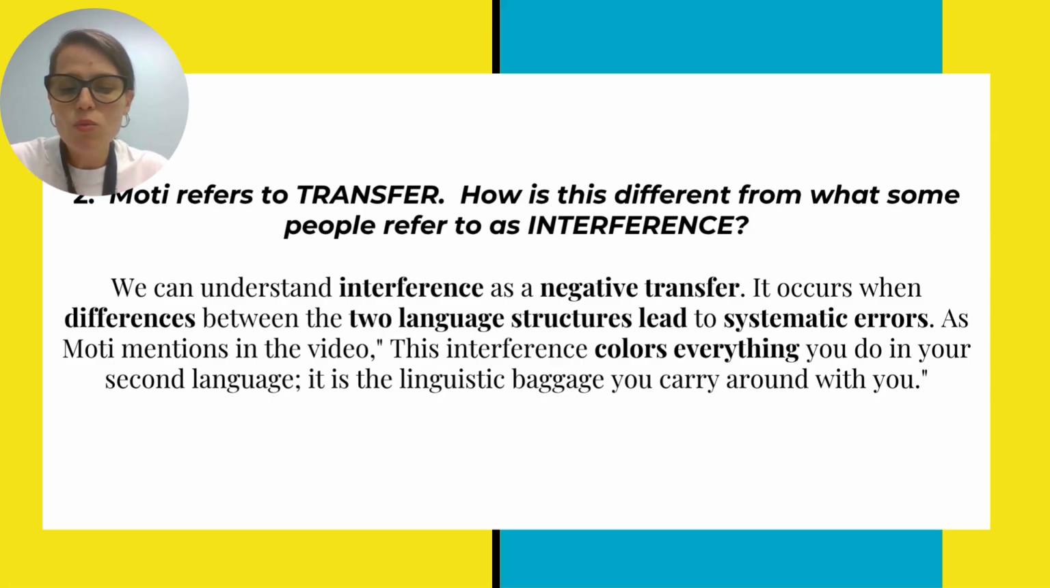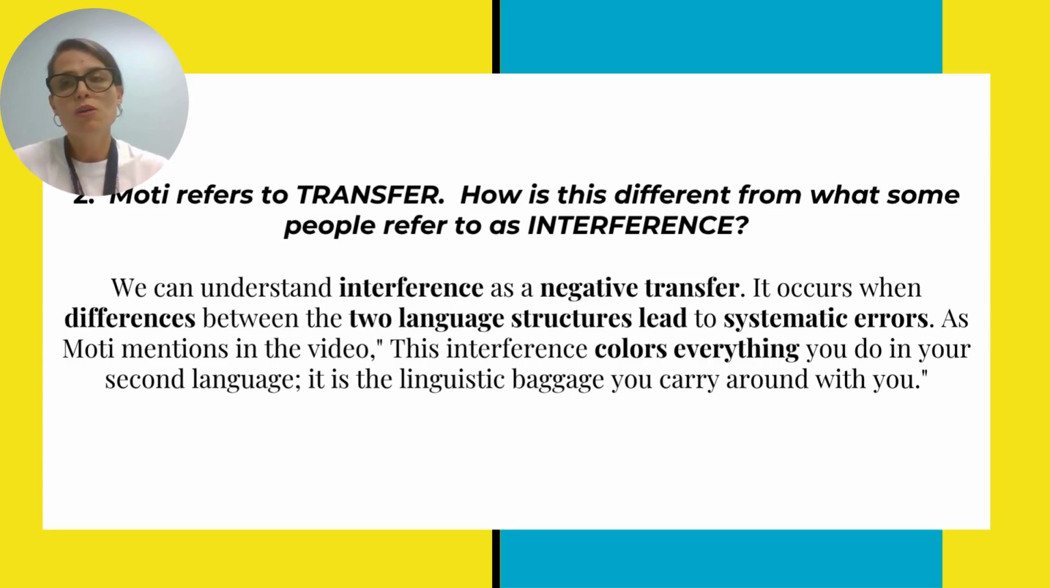I really like one example that Moti used in the video. He said that when we are learning a second language, if we picture it as a color, all the colors that we have in an L1 are going to be coloring everything in our second language. So it's impossible for us to change a color because we're just carrying that linguistic baggage into our L2. And I think that's the best example, and it is very clear.